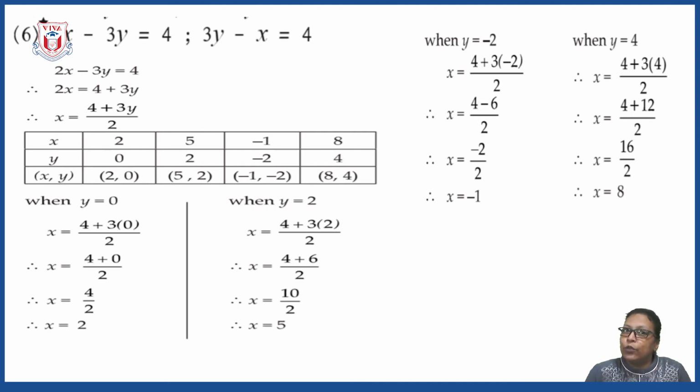So when 2 is added to 0, you will get 2. So second value you will take as 2. And when y is equal to 2, you can see the working below. x is equal to 4 plus 3 into 2 divided by 2. So x is equal to 4 plus 6 divided by 2. x is equal to 10 upon 2, and from that x is equal to 5.